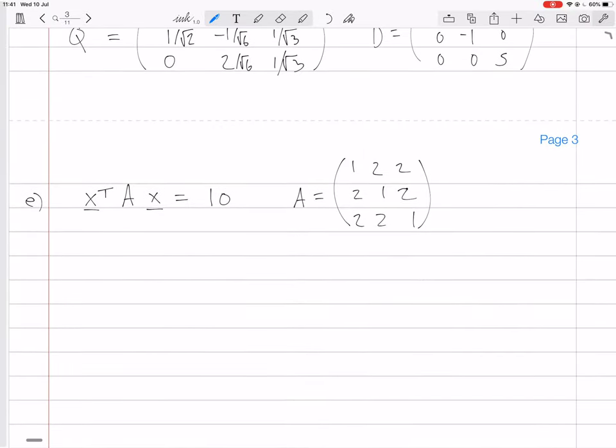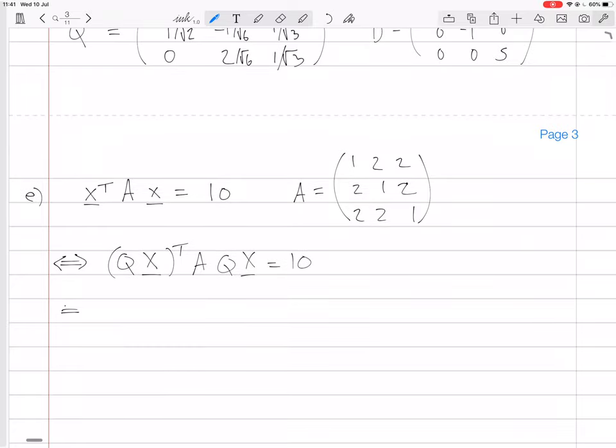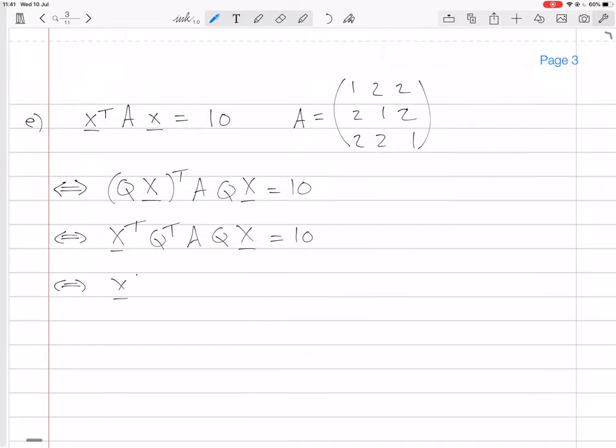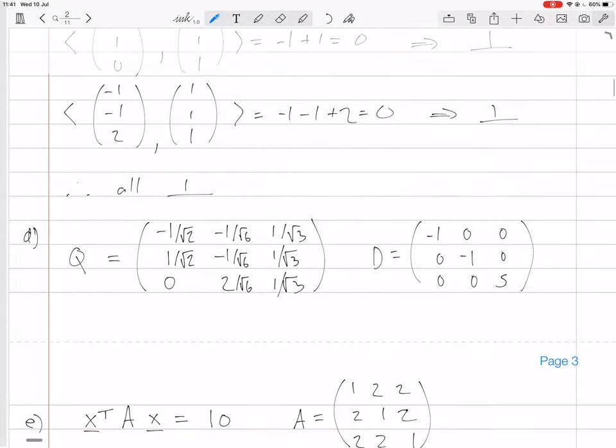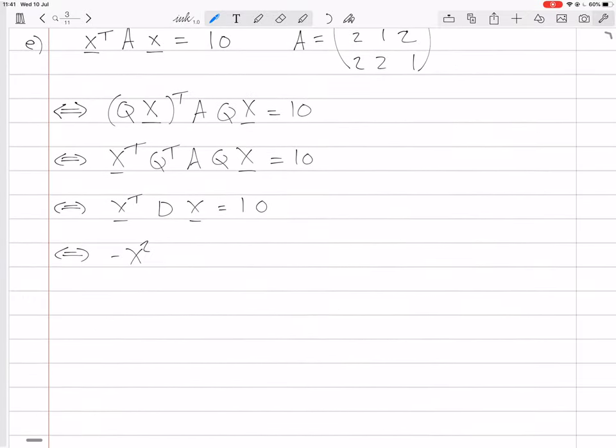But we need to use the substitution x equals QX. So if little x equals Q big X, then the equation becomes (QX) transpose A QX equals 10. That's the same as X transpose Q transpose A Q X equals 10, which is the same as X transpose D X equals 10. But D was minus 1, minus 1, 5, so this becomes minus X squared minus Y squared plus 5 Z squared equals 10.